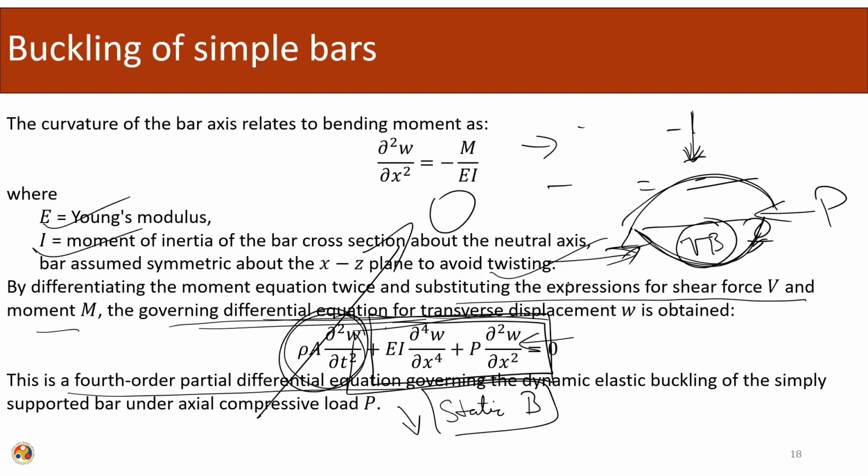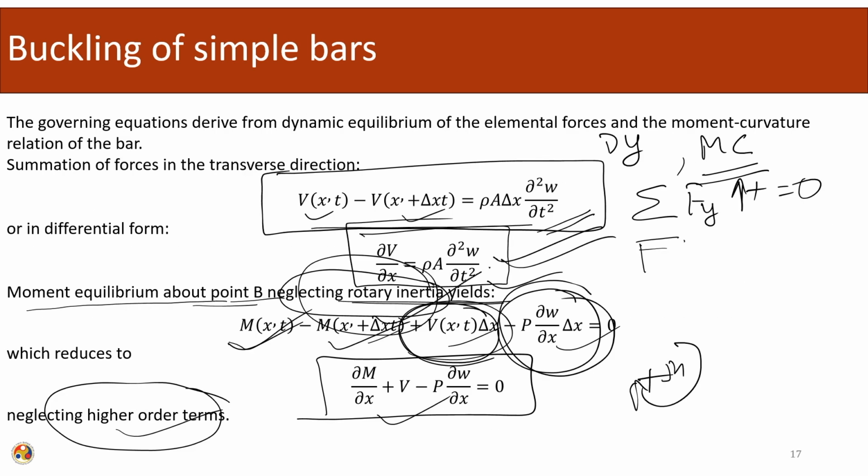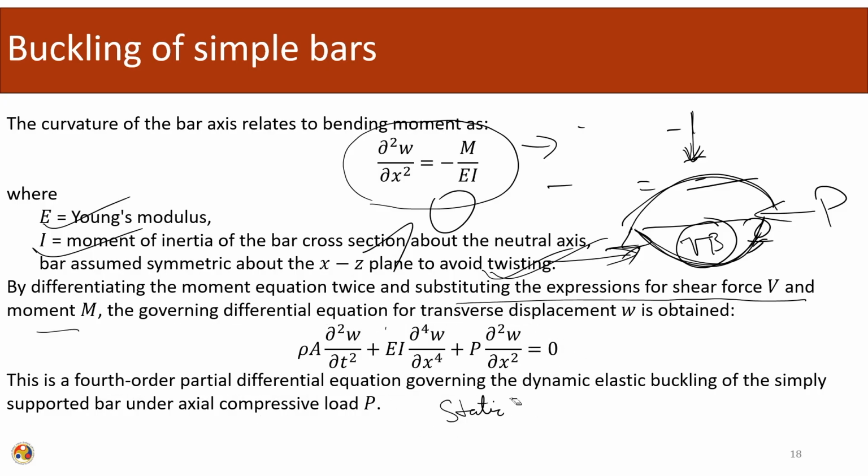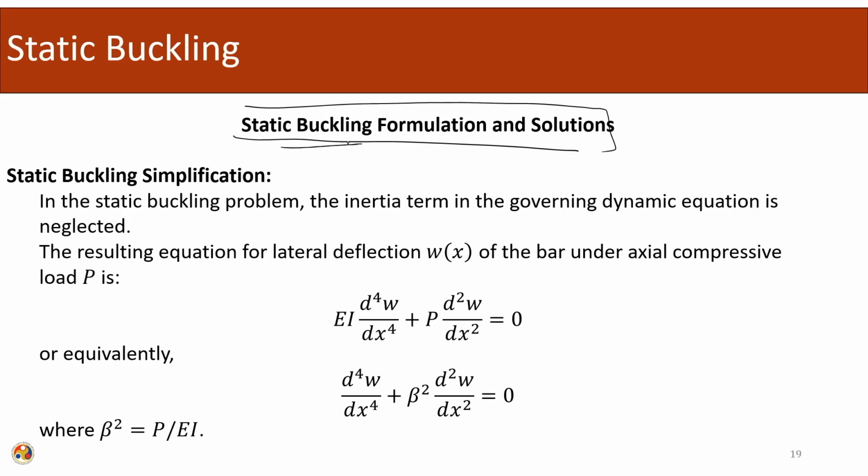After that, we assumed that the beam is a Euler-Bernoulli beam. We use the approximations of the Euler-Bernoulli beam. We ignored the twisting, we ignored the effect of the rotary inertia, we ignored the effect of the higher order terms, and we got the equation for the dynamic buckling. After that we ignored the inertial terms, so we changed the dynamic equation into a static equation. Now we will try to see the solution.